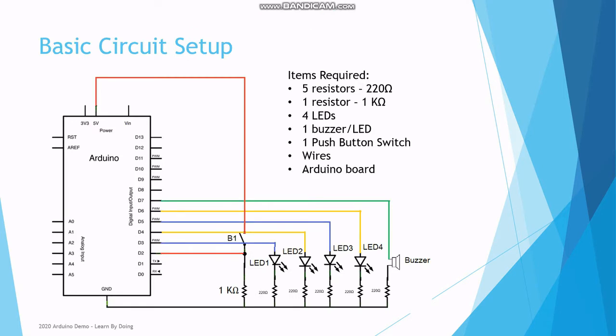This is the basic circuit setup that I will be using in the Arduino sketch. It is explained in one of my earlier videos, so please refer to it. It has one push button switch whose input is given to the digital pin number 2. I'm using 4 LEDs and one buzzer which are connected to digital pins D3 to D7, and these digital pins are configured as output in my Arduino sketch.